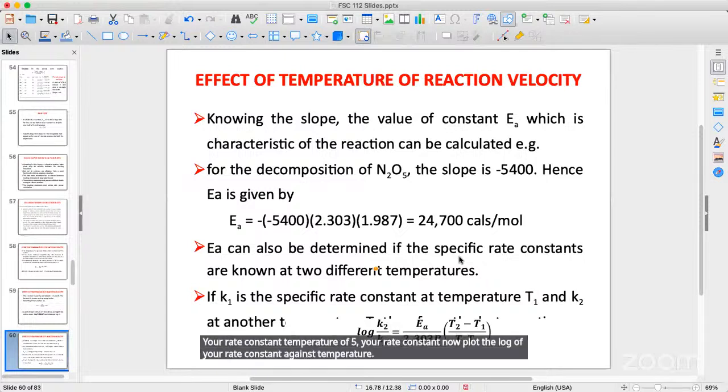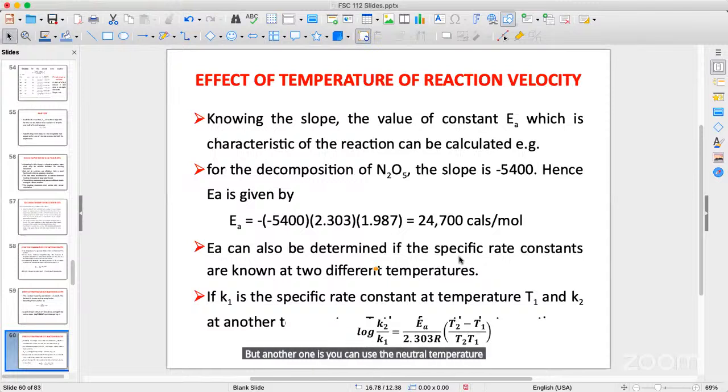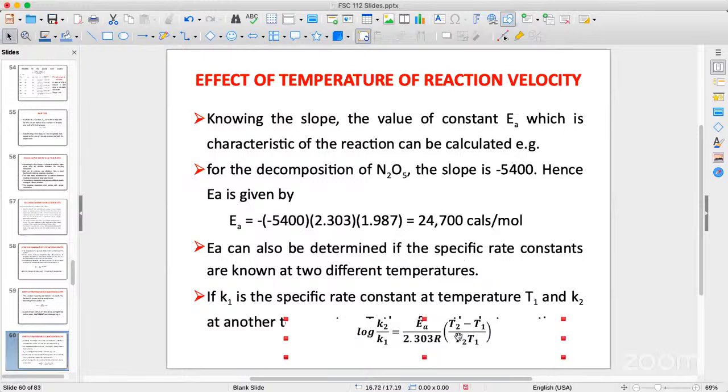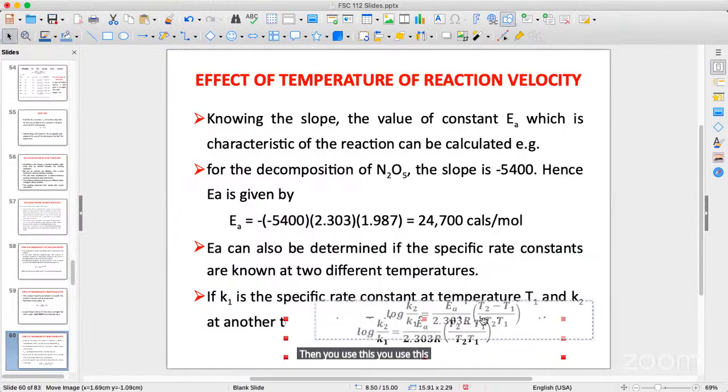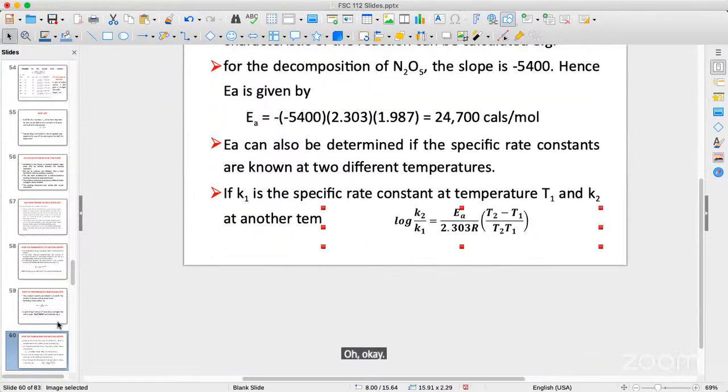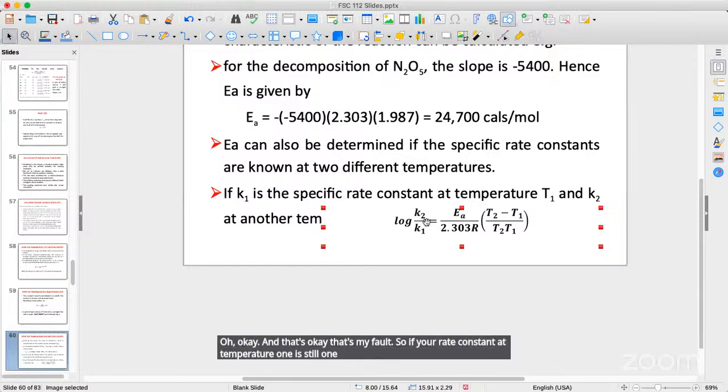But another way is you can use any 2 temperatures. You know the rate constant at any 2 temperatures. Then you use this equation that we have here. So if your rate constant at temperature 1 is K1 and your rate constant at temperature 2 is K2, then you can make your EA the subject of the formula from this equation and get your activation energy.